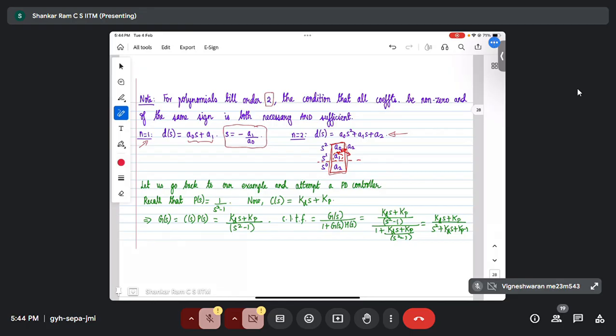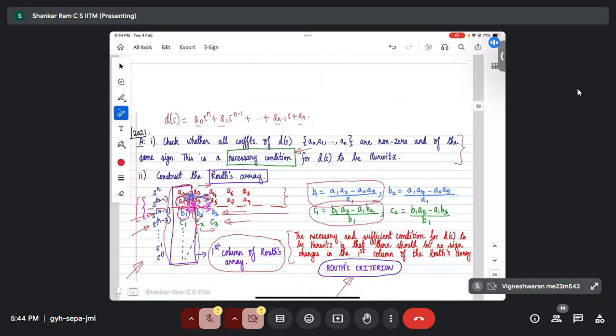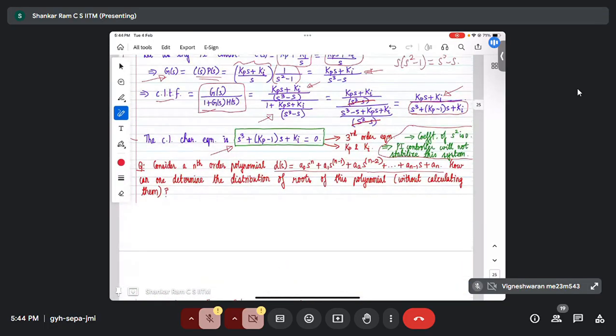Okay. So any questions on the Routh criteria before we go back to the control design example? All right. So now let's apply this for our case. So now we go back to this example.